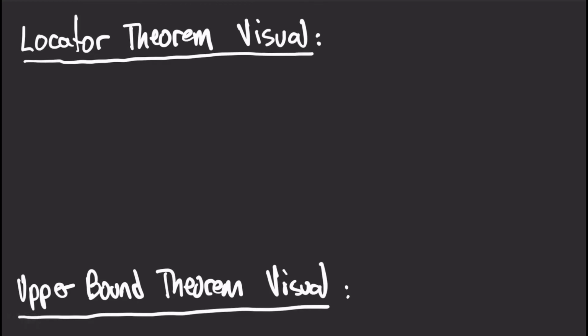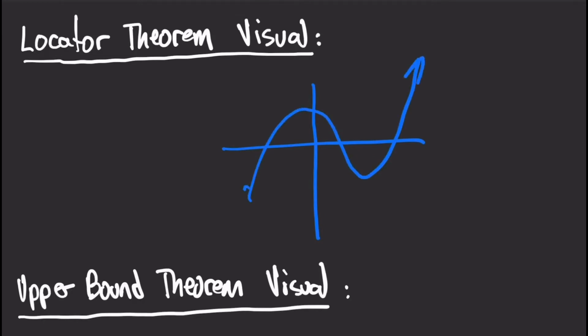So here's the Locator Theorem visual. We've got some polynomial. And you're going to do synthetic division, and you get P of A. And you get a negative value for your remainder. Basically, remember, the remainder tells you the y value. So that means that function is below the x-axis. Then you do synthetic division again with P of B, and you get a positive remainder. So that tells you that y value is above the x-axis. That means there must be at least one root between them. That's what the Locator Theorem says.